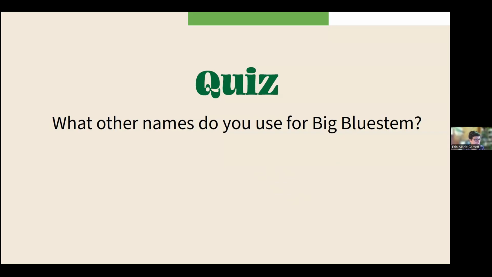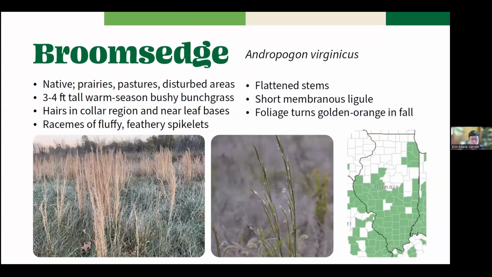All right. Excellent. Okay, we're going to move on to our next grass, which is broomsedge. We are going to talk about little blue, but I am going to put broomsedge in there first because it's in the same genus, Andropogon, as big bluestem. So it's more closely related to big bluestem than little is to big. And broomsedge is not a sedge, it's a grass.